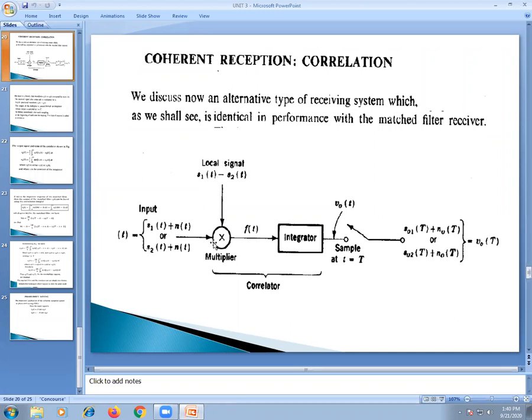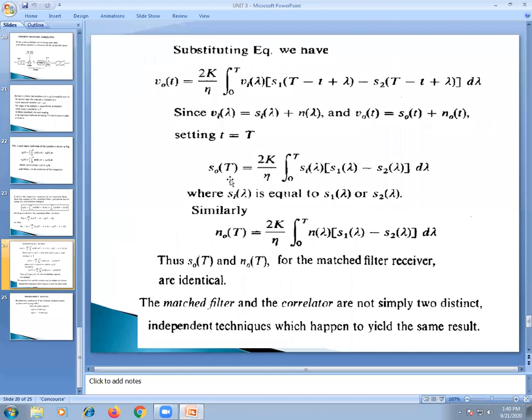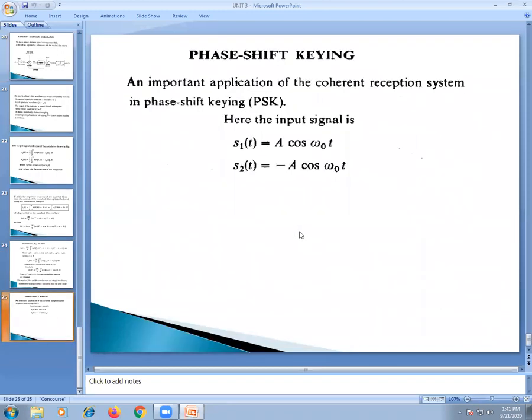Now these two signals are multiplied and integrated. So you can go through this equation now. S naught of t is equal to 2k by eta, N naught of t is equal to 2k by eta, 0 to t. S i of t is the signal input, the difference of the signal. Okay. So students, practice that mathematical calculation, and in the next class we can evaluate the concept of PSK with the correlator function.